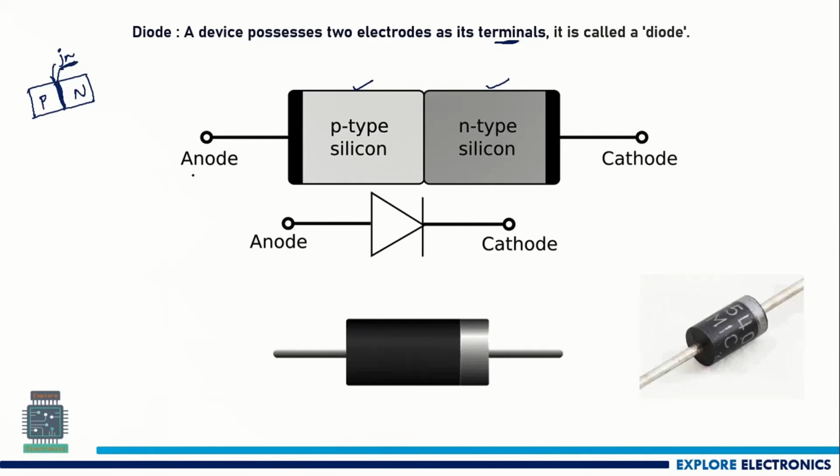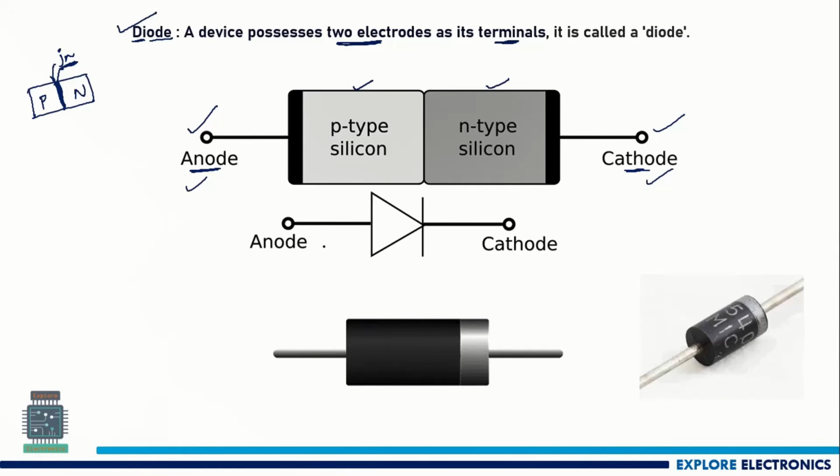One end, the P-type silicon region, will be called the anode. The other end, the N-type silicon, will be called the cathode. These two ends act as two electrodes. This is one electrode, this is another electrode. Because this device possesses two electrodes, we call it a diode. Di means two, and ODE represents the electrodes.